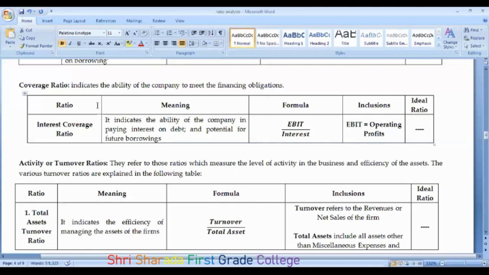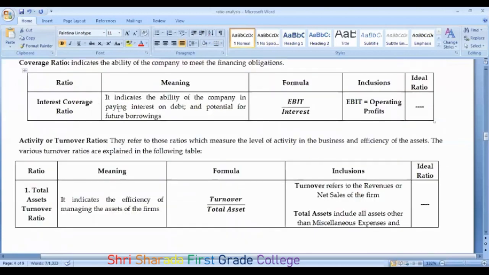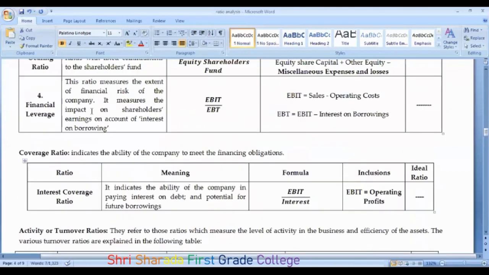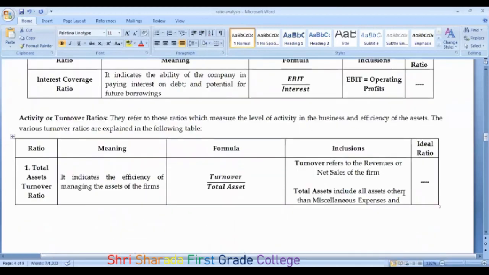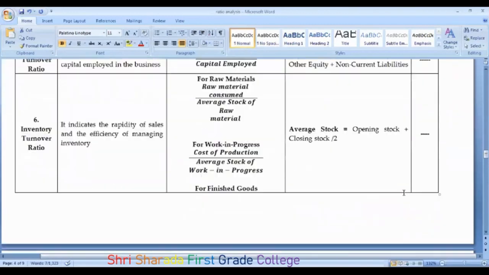So to pay its financial obligations, or to meet its current obligations. Under the coverage ratio, there is an interest coverage ratio, which indicates the company's ability to pay interest on debt and its potential for future borrowings. So here EBIT will be compared with only the interest. Don't get confused between the interest coverage ratio and the financial leverage ratio. Clear? EBIT is nothing but operating profit. There is no ideal ratio.